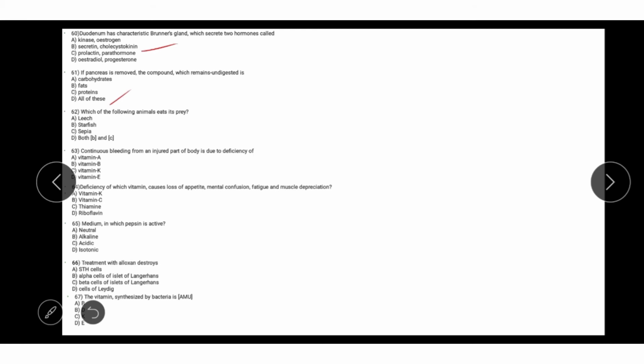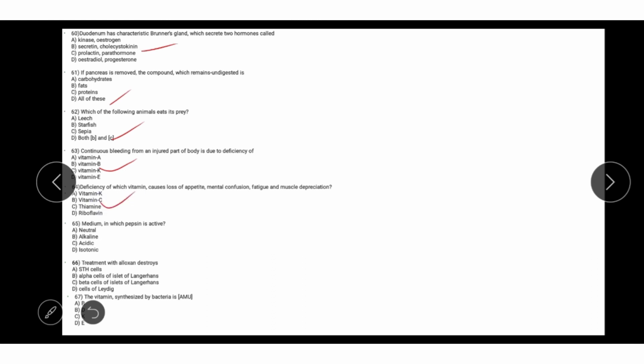Which of the following animals eat its prey? Sepia and starfish. Sorry. So it will be D, B and C. Starfish and sepia both eat its prey. Continuous bleeding from an injured part of body is due to deficiency of vitamin K. Deficiency of which vitamin causes loss of appetite, mental confusion, fatigue and muscle depreciation? The answer will be thiamine.